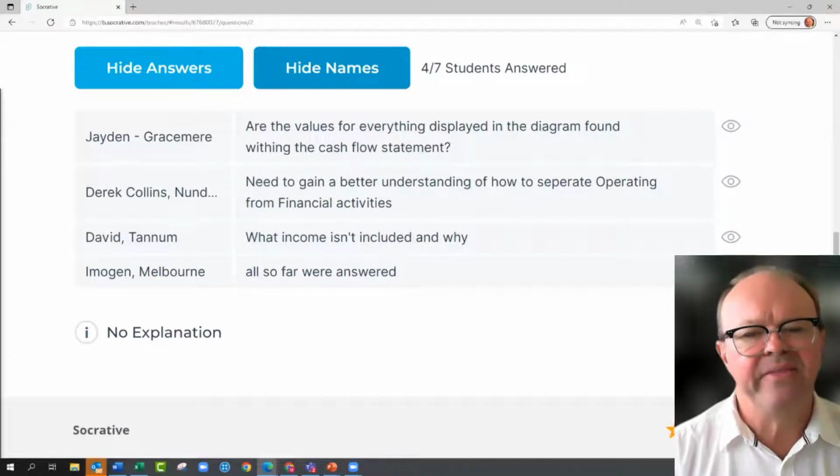Jaden in Gracemere, are the values for everything displayed in the diagram found within the cash flow statement? No.